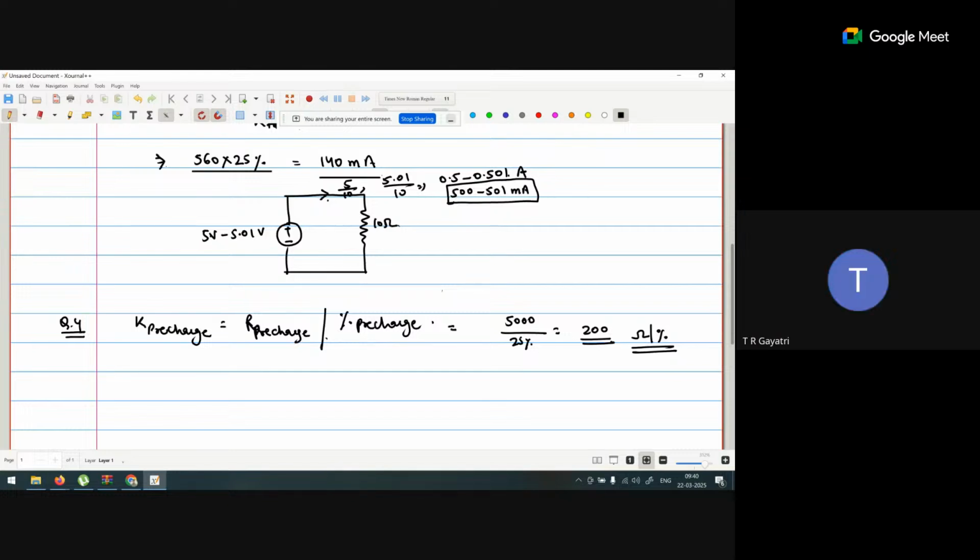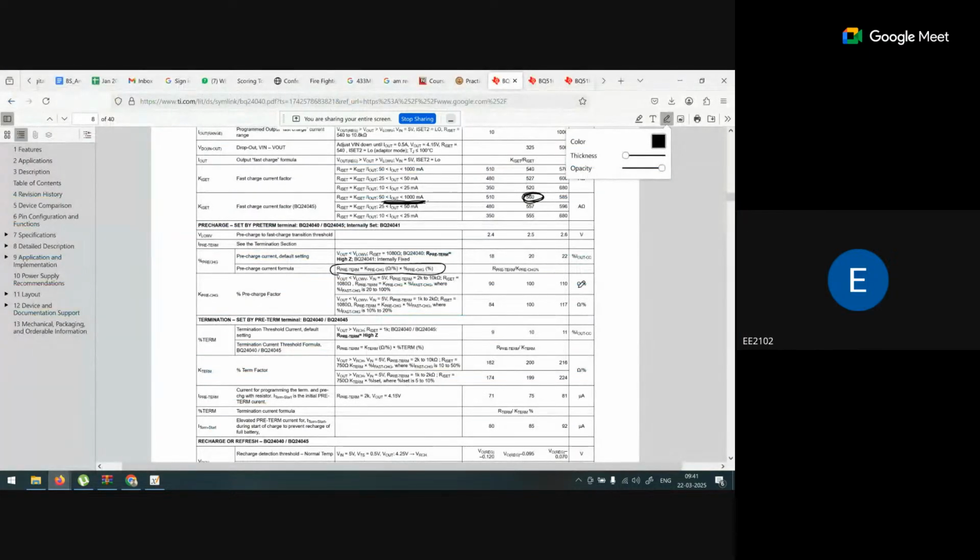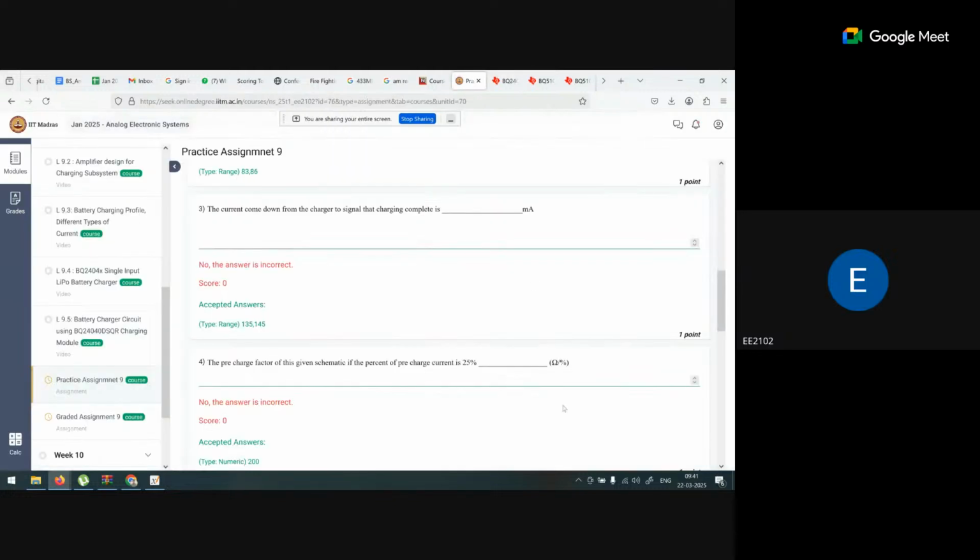Okay, we are not solving this as a percentage. We are not removing this percentage, because if you see in the question, your unit is ohm per percent. So don't remove or simplify this percentage into the normal form.